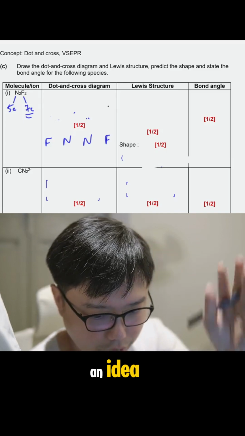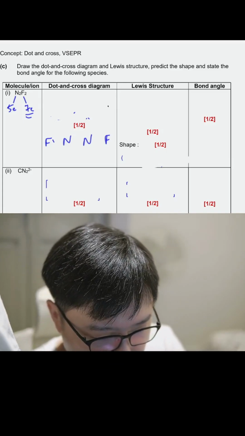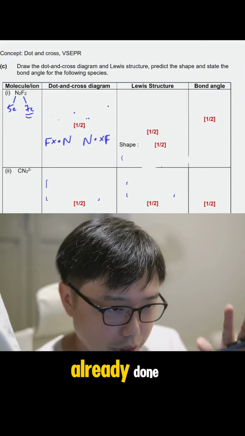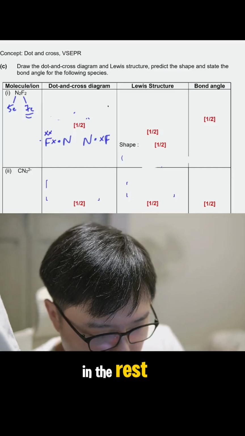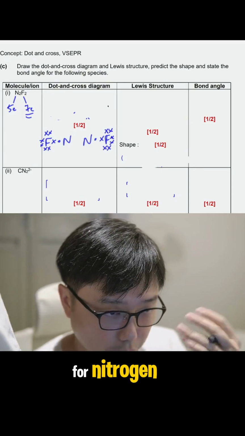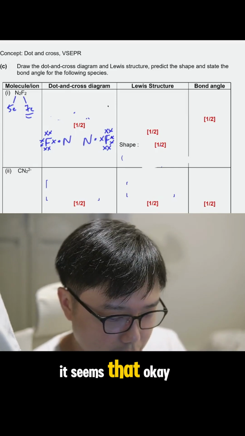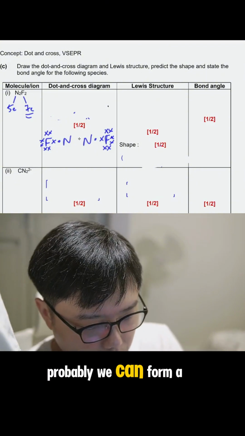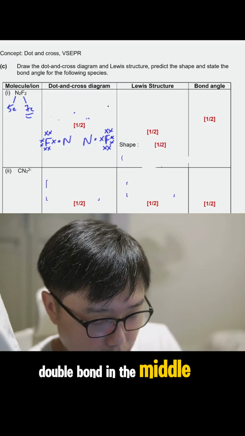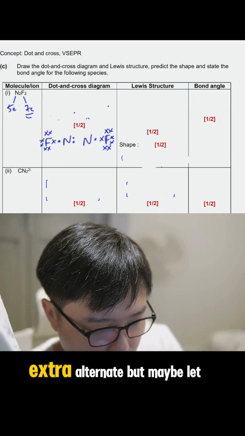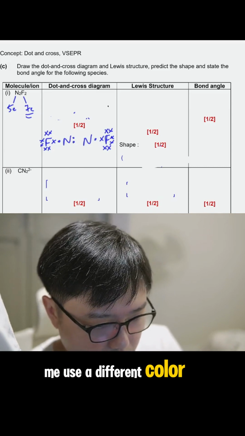I think I already have an idea. Your fluorine and nitrogen will form one bond like this, and then your F is already done. So all you need to do is fill in the rest of the electrons for F. Fluorine is already done. But for nitrogen, not yet. For nitrogen, we still have another 4 electrons. What do we want to do with them? Probably we can form a double bond in the middle, like this. 1, 2. Actually, I should alternate, but maybe let me use a different color.